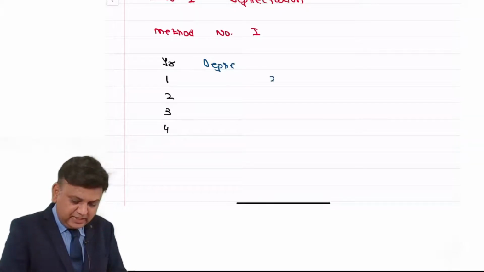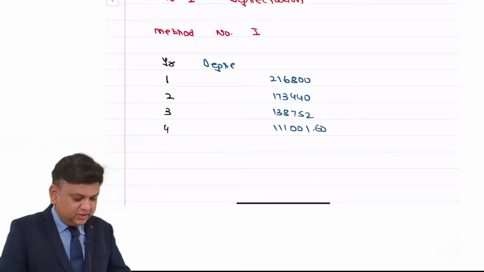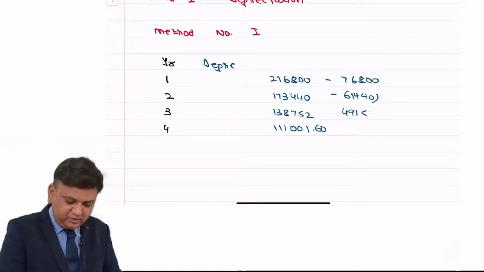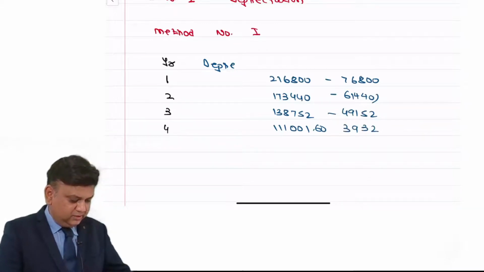We understand it is 2,16,800 with the replacement, 173,440 with the replacement, 138,752 with the replacement, 1,11,006.40 with the replacement. And if you would have continued with existing machinery, first year it is 76,800, second year it is 61,440, third year it is 49,152, fourth year it is 39,321.60.